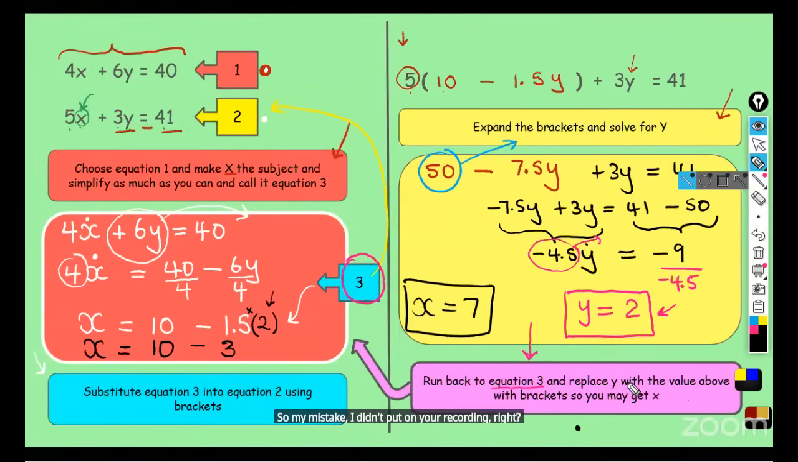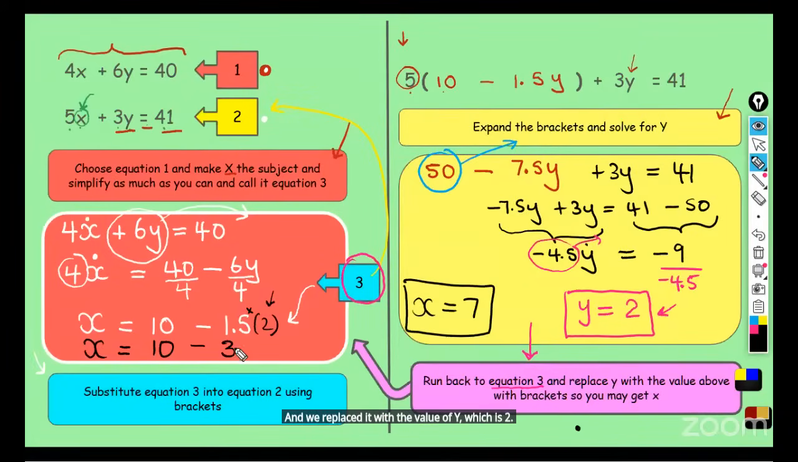We run back to equation 3, and remember y used to be here. Remember the equation was this. So what we did, we threw away the y that was here and we replaced it with the value of y, which is 2.